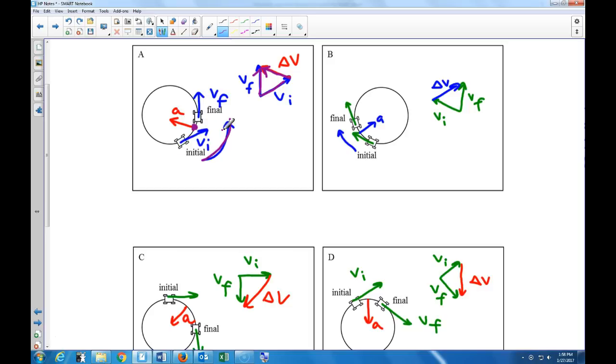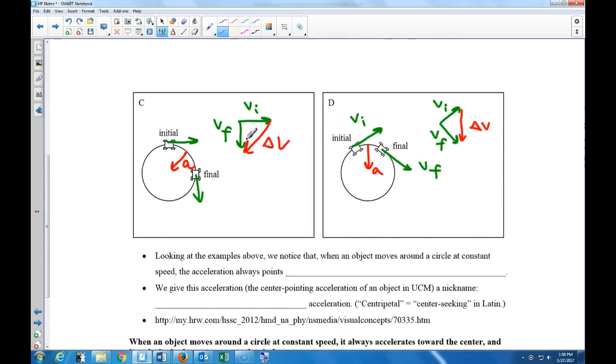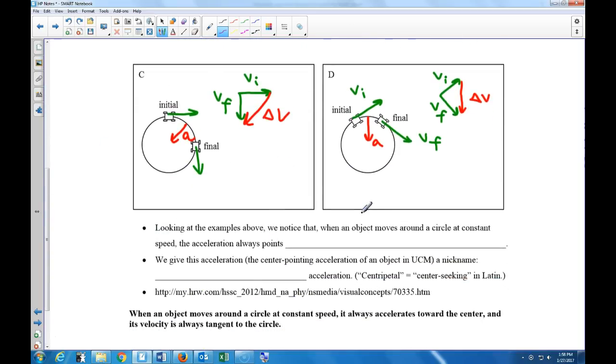So if we go from here to here, on average, we're at the purple dot, and look at that, delta V points in toward the center. And if delta V is toward the center, so is acceleration. And we did this for 4 different examples. So what do we notice when we look at these examples?